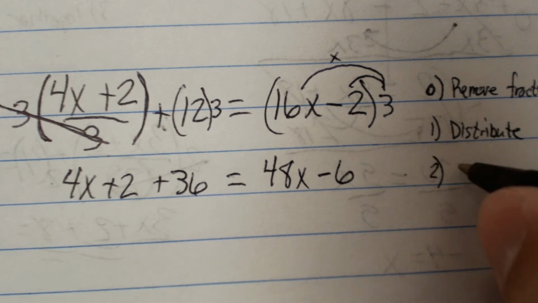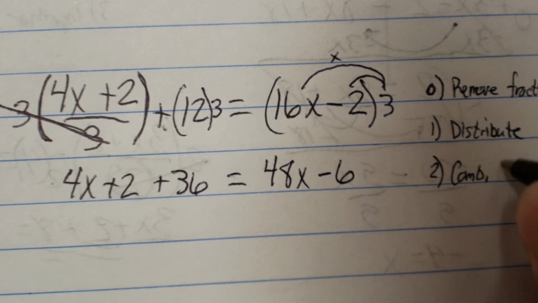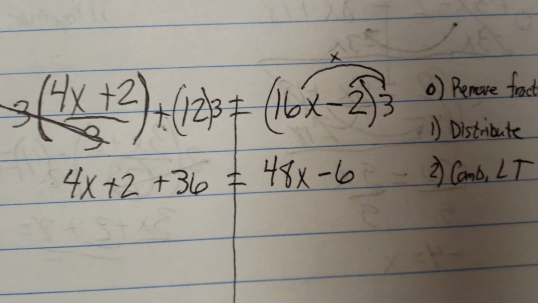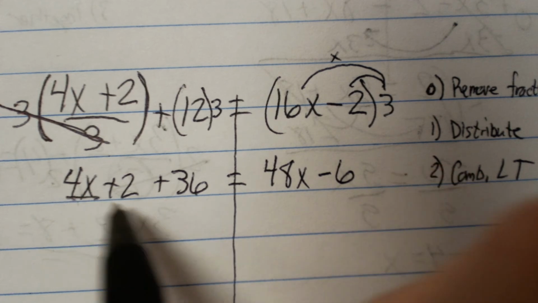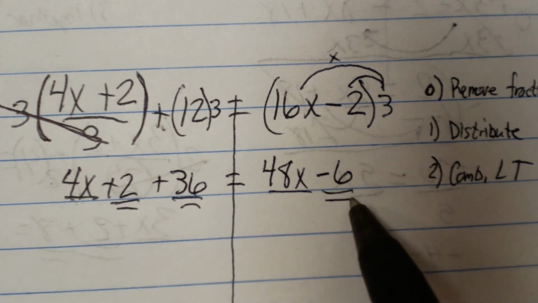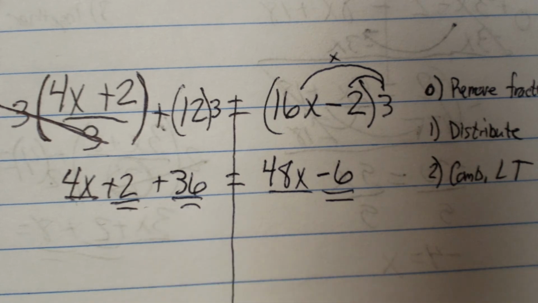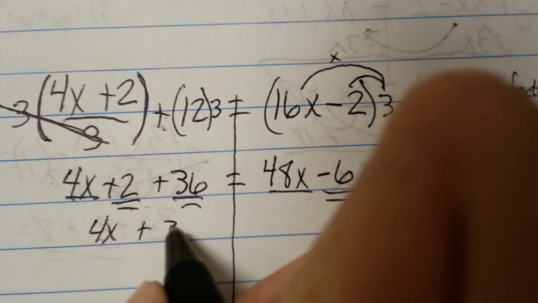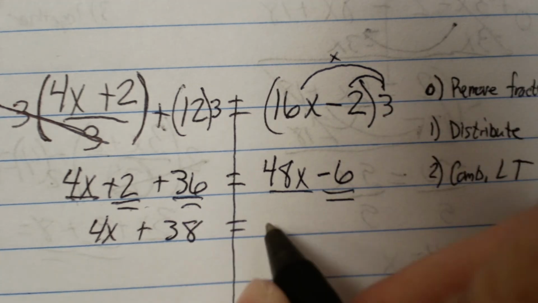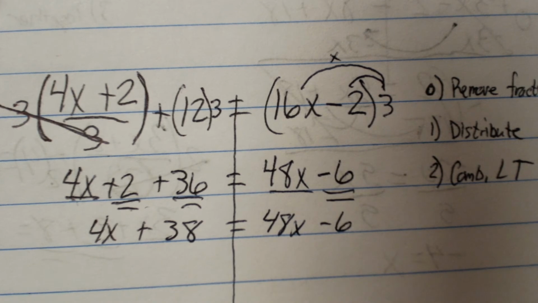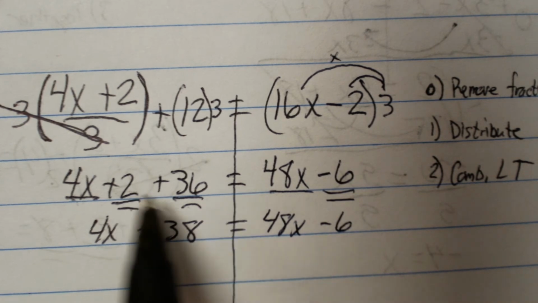Now from here, this is a problem we've seen before. We can combine our like terms. Remember, like terms have to be on the same side of the equal sign. So I've got a variable, constant, and a constant, a variable, and a constant. So I'm going to combine these two constants here. Gives me 4x plus 38 equals 48x minus 6. All I did was combine those two.